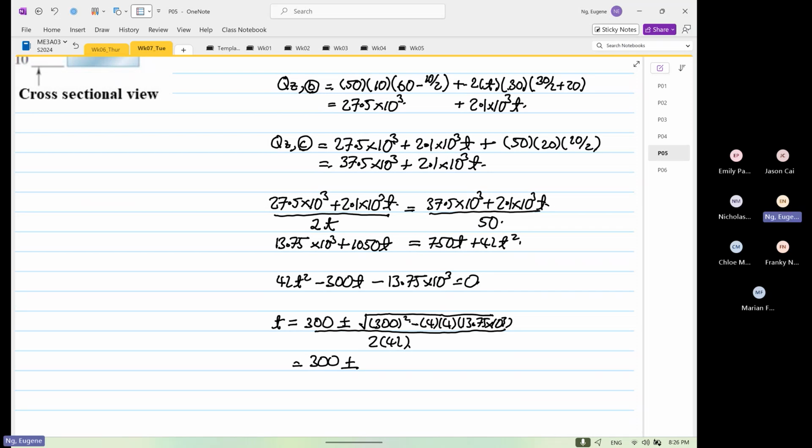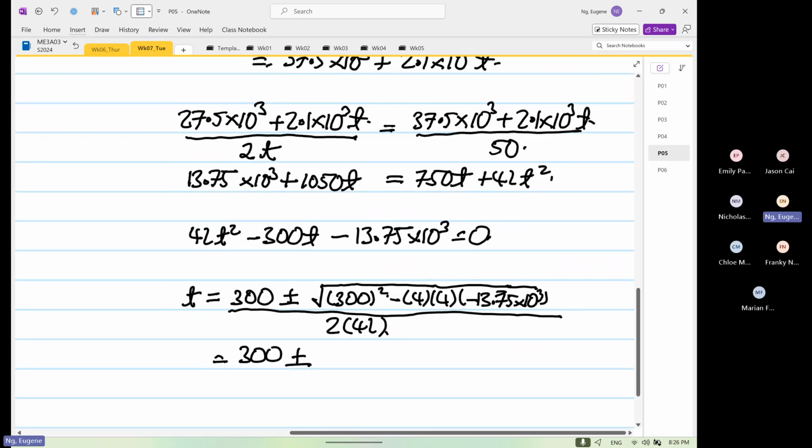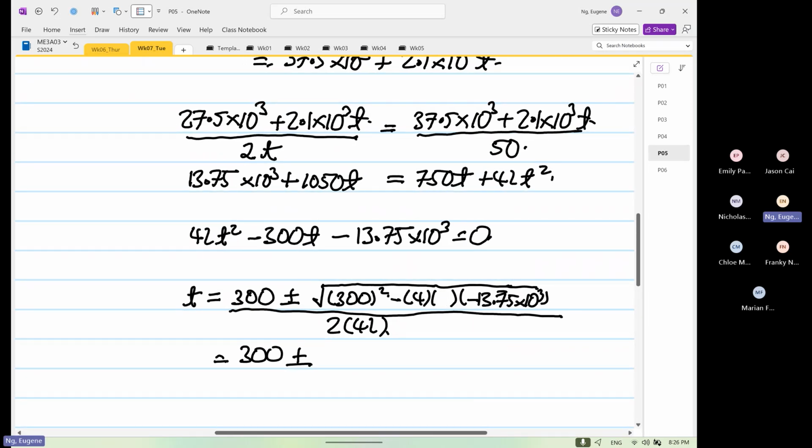But I have a minus inside, so it will be a plus 4 times 42 times 13.75 times 10 to the power 3, and then the square root is... Wait, 42, not 4. Sorry, rushing too fast. Okay.